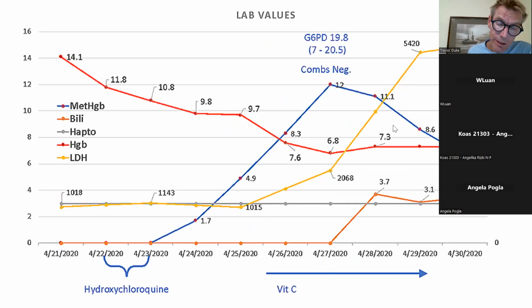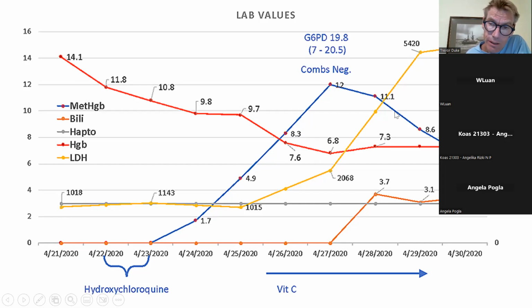I won't go through this in too much detail. This is another patient who had G6PD deficiency, and it tells you something about the rate at which the hemoglobin falls. This child was exposed to hydroxychloroquine around this time, and the hemoglobin fell 2 to 4 days later. And at the same time, the bilirubin rises because of hemolysis, and the methemoglobin level rises.